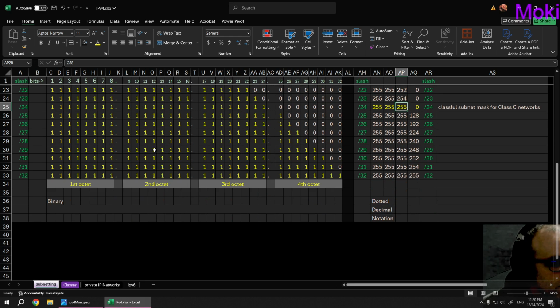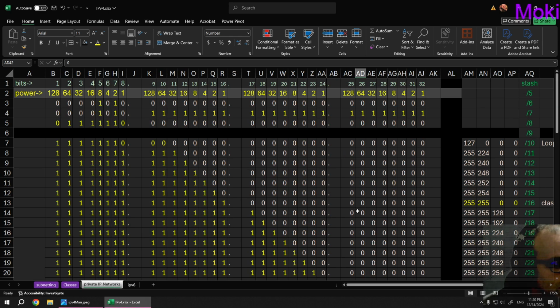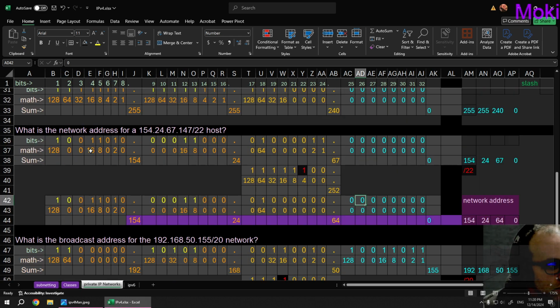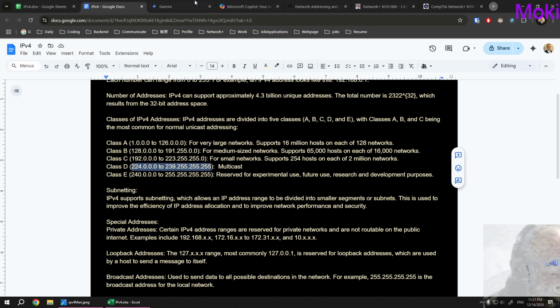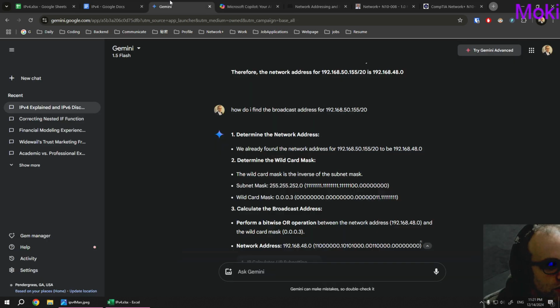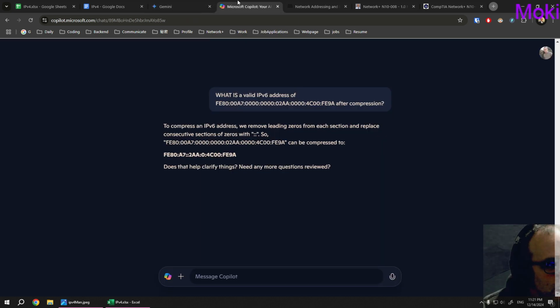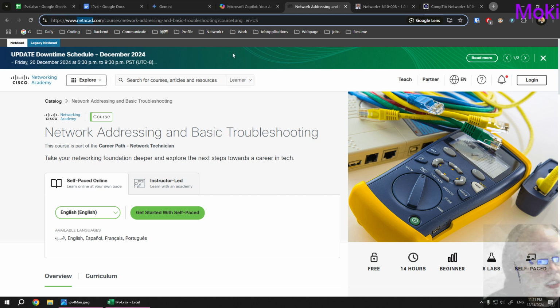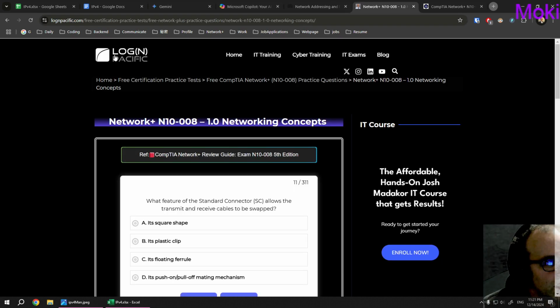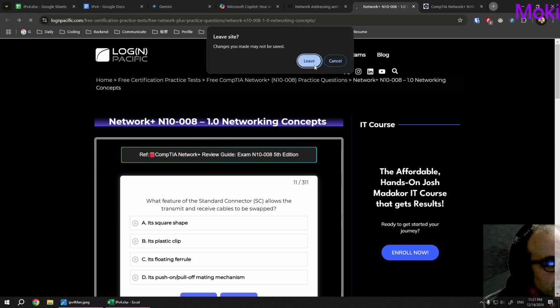So subnetting, we're going to use this, and here, let me get to this real quick. I had a question earlier on a practice test. I highly recommend talking to AI, Gemini, Copilot. There are really cool places like Netacad to study on, and loginpacific.com.